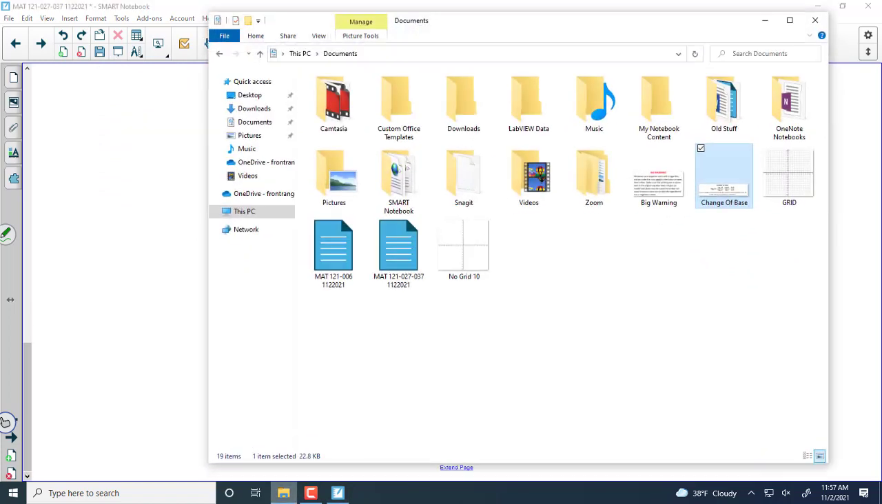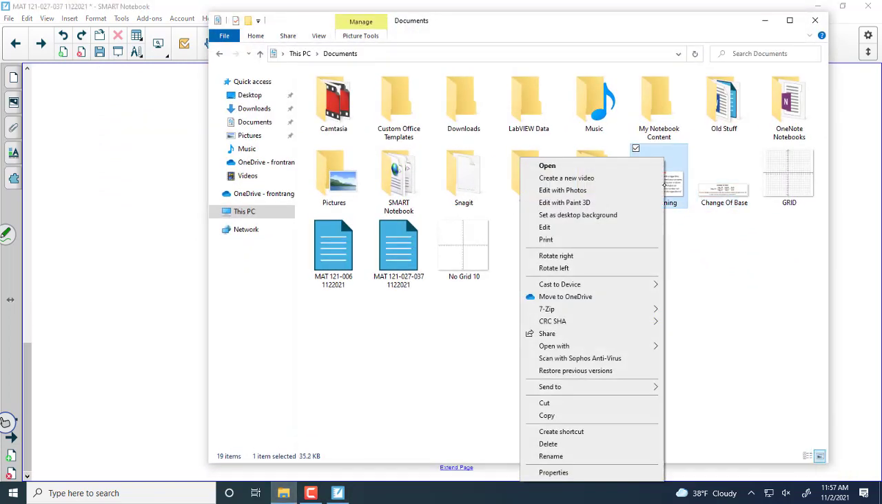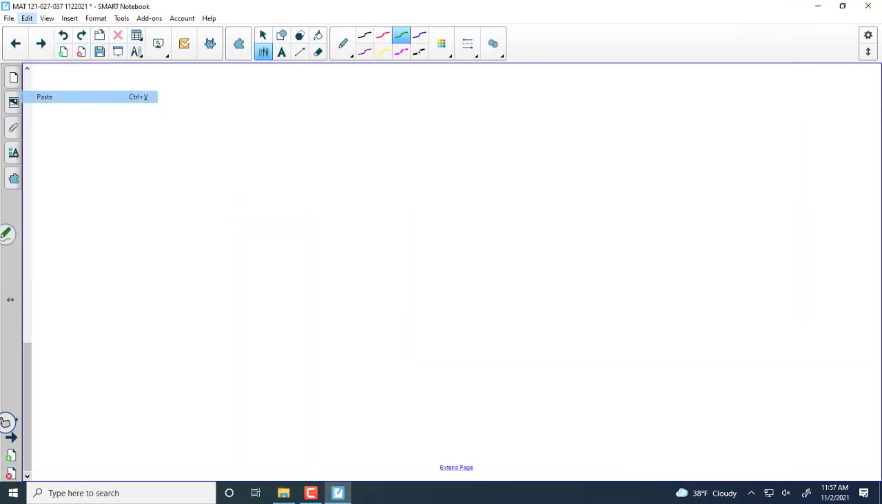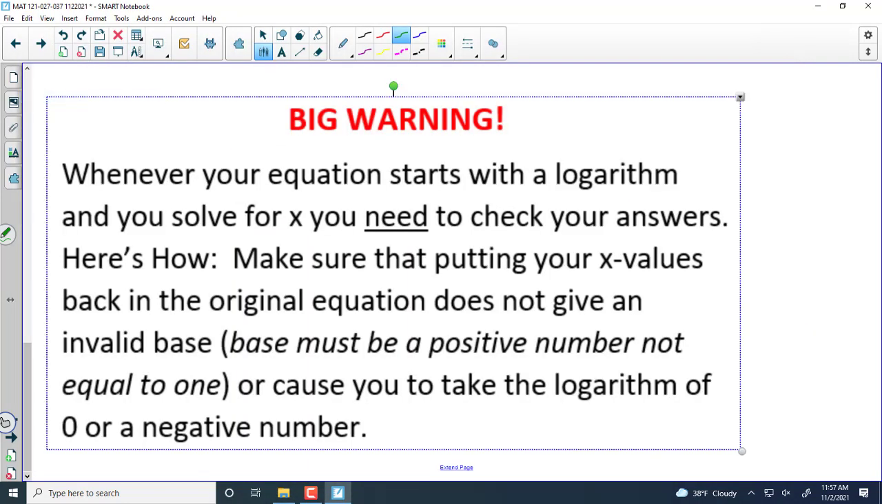And finally, whenever your equation starts with a logarithm and you solve for x, you need to check your answers. Make sure that putting your x values back in the original equation does not give an invalid base or cause you to take the logarithm of a negative number or 0. Have we seen this warning before? It's going to come into play today. All right, let's do this.